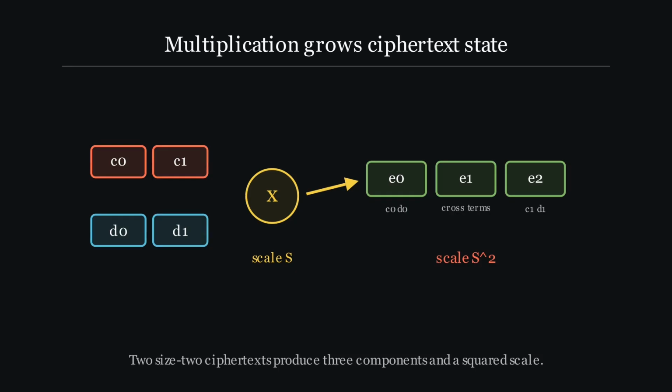This third term is associated with a higher power of the secret key during decryption. At the same time, 2 inputs with scale s produce a result with scale near s squared. The diagram therefore reveals 2 independent consequences of multiplication. The component count grows from 2 to 3, and the numerical scale grows as well.